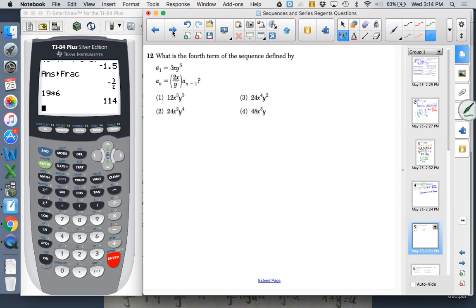All right, fourth term of the sequence defined by this. Just seeing your ability to plug in. I believe we had this in our green book the other day, so I'll do it very, very quickly. The fourth term.